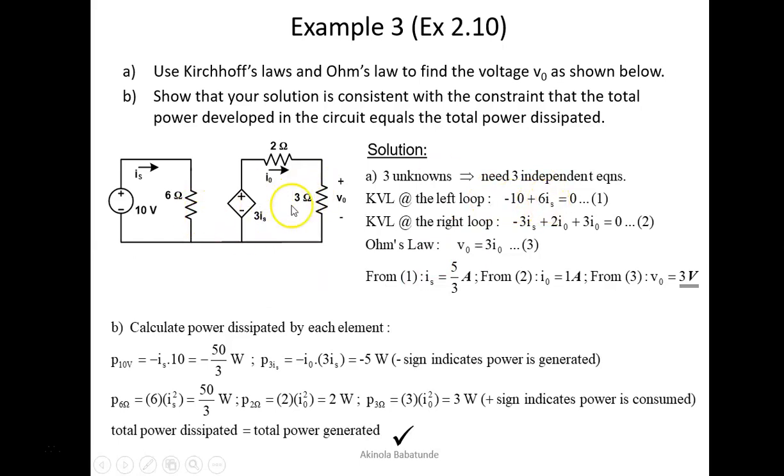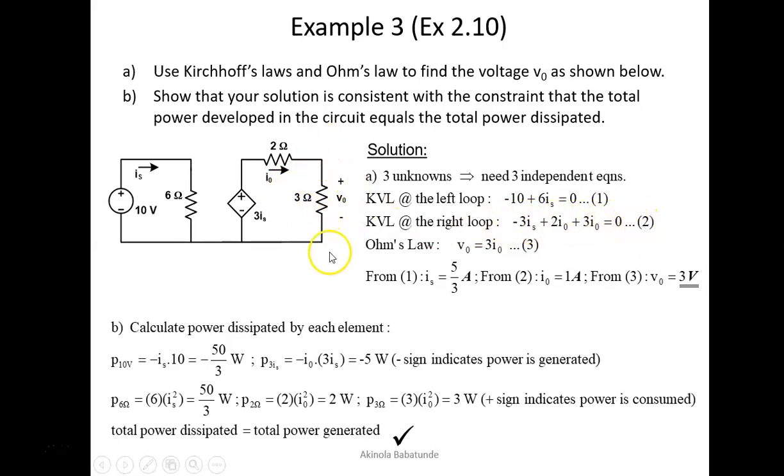At the second loop, which is the right-hand side loop, you see that the voltage here is going to be 3Is. If we use our voltage conventions to analyze this, it becomes minus 3Is plus 2I0 plus V0 equal to 0. By the way, V0 will be equal to these 3 ohms multiplied by the current flowing through this resistance, and that current is I0. So V0 is equal to 3I0. So we can easily say we have minus 3Is plus 2I0 plus 3I0 equal to 0. And that is exactly what we have as equation 2.